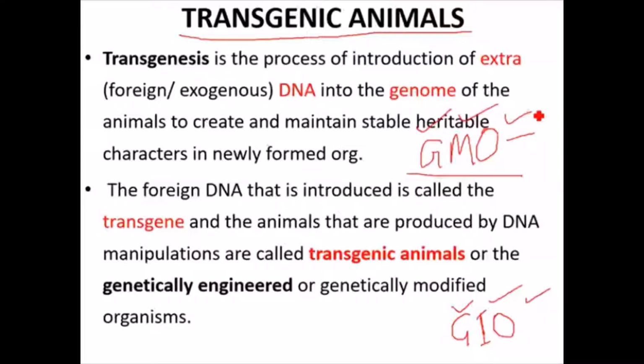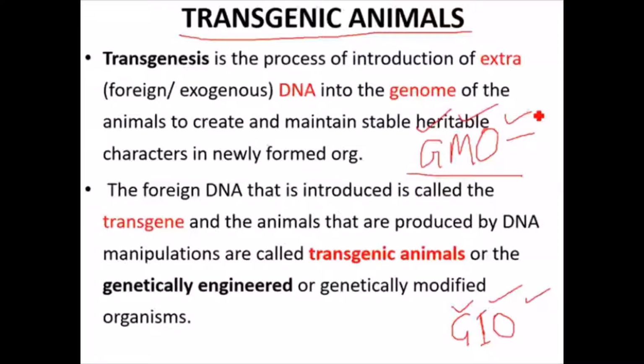So transgenesis is the process of introduction of extra DNA, that is foreign DNA or exogenous DNA, whatever it is. Extra DNA is introduced into the genome of an animal to create and maintain stable heritable characters in a newly formed organism. That is called transgenesis. Here the genome of an organism is altered by introducing a small piece of gene or DNA, so it is called a genetically modified organism.